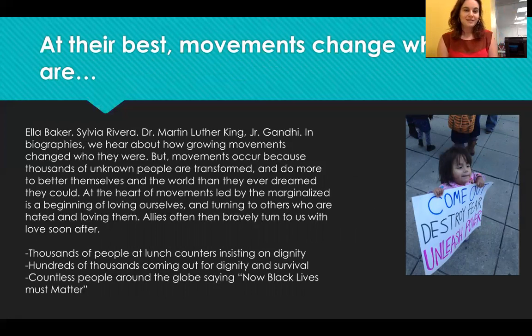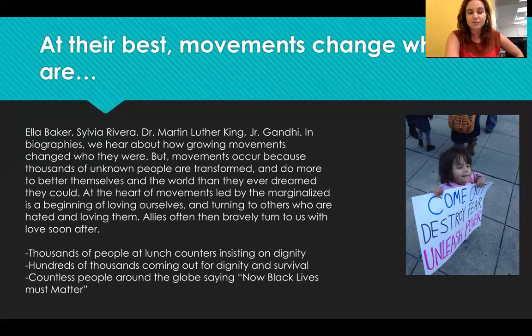Okay, this is one of my favorites. At their best, movements change who we are. Ella Baker, Sylvia Rivera, Dr. Martin Luther King Jr., Gandhi. In biographies, we hear about how growing movements changed who they were. But movements occur because thousands of unknown people are transformed and do more to better themselves and the world than they ever imagined they could.